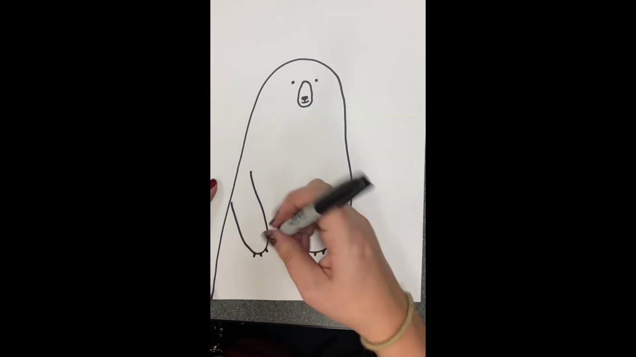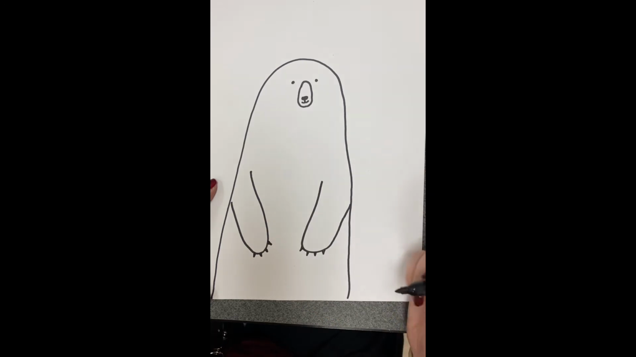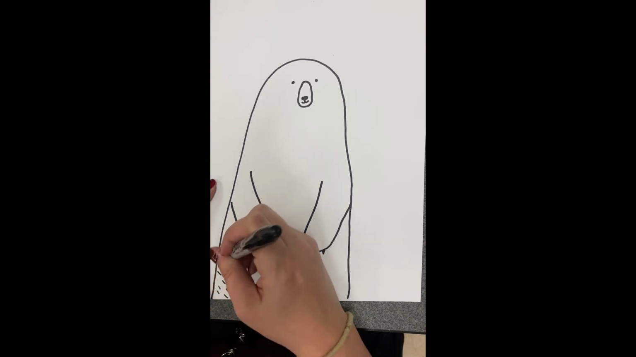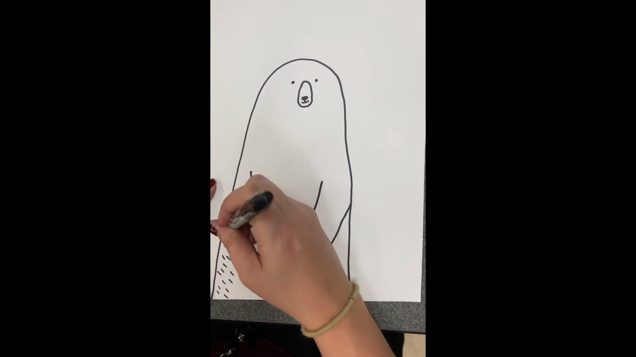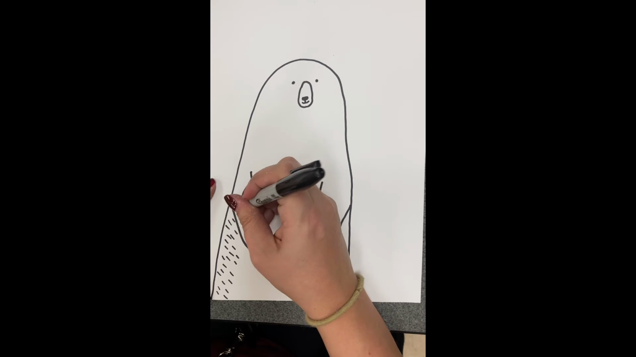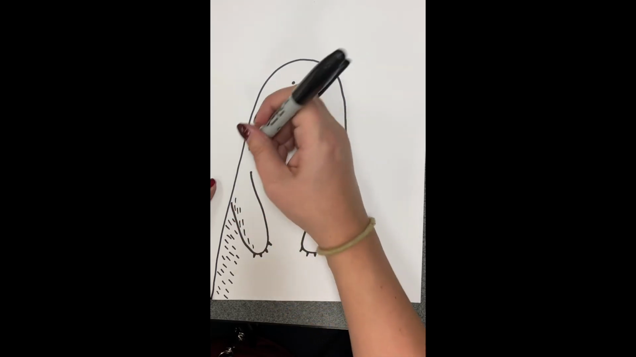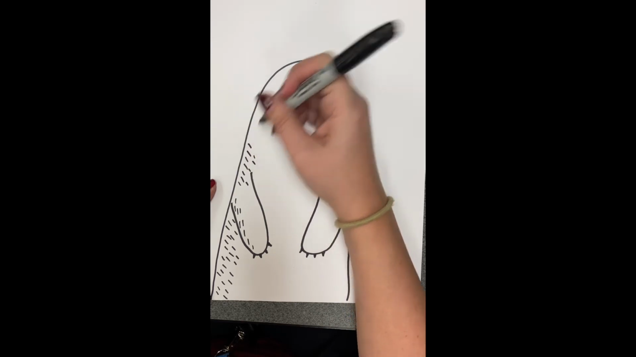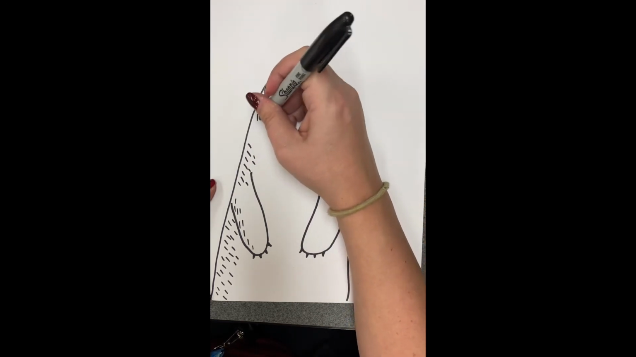Remember, if I'm moving too fast, you can go ahead and pause the video. Now we need to add some texture to our polar bear. Texture is the way things feel, and polar bears are furry. So to add texture, we're just going to make little lines, and I'm gonna go just kind of around the edge of the polar bear. Just little lines all around the edge of the polar bear, make him look like he's nice and fuzzy.